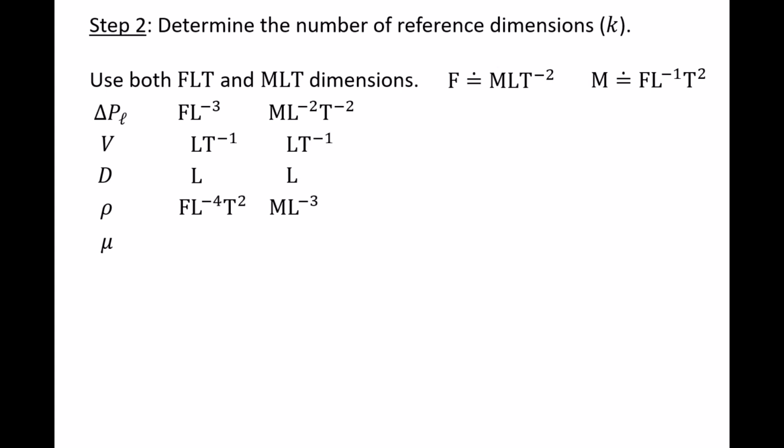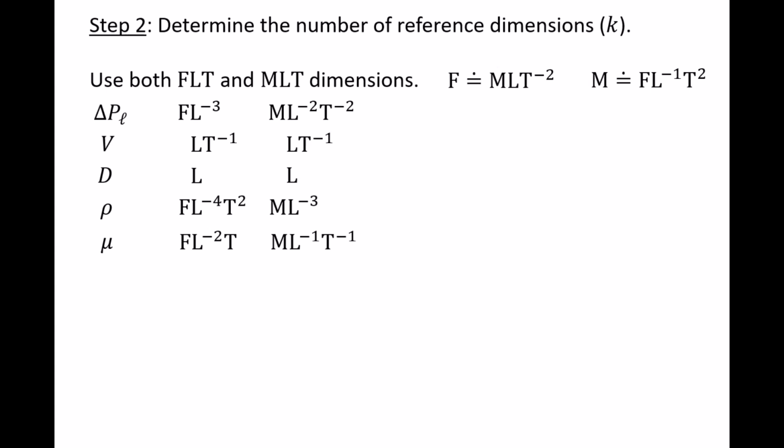The absolute viscosity mu is often expressed as force time per area, such as Newton seconds per meter squared. So in the FLT system, the dimensions of mu are force, length to the negative 2, time. In the MLT system, the dimensions of mu are mass, length to the negative 1, time to the negative 1.